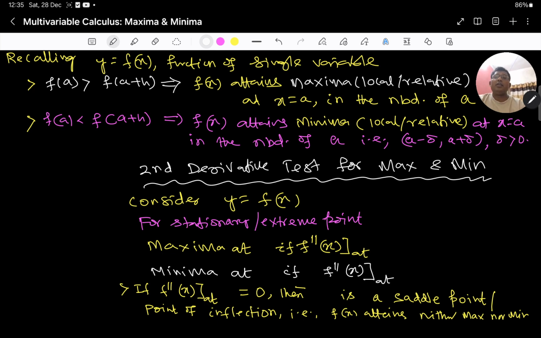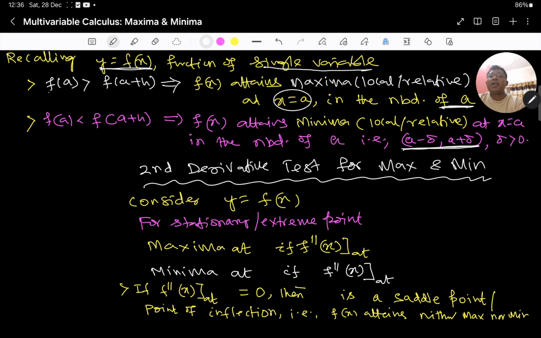Hello everyone. In this lecture we shall discuss the maxima and minima for function of several variables. Now if you recall a function of single variable, suppose y is equal to f of x. Now we say x is equal to a is a point of maxima or local maxima in the neighborhood of a. Neighborhood of a means locally a minus delta and a plus delta, in this interval.